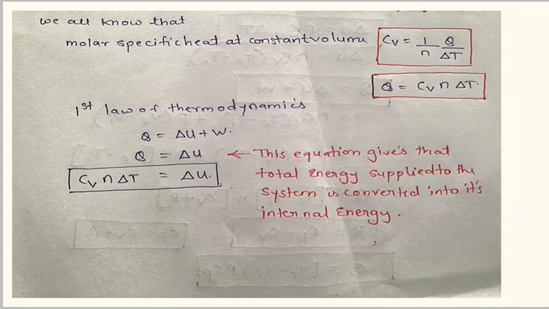So first law of thermodynamics will be Q is equal to delta U plus W. Q will be nothing but delta U. Delta U is equal to Cv n delta T. I have just substituted the Q value from molar specific heat at constant volume into delta U. So this equation gives that total energy supplied to the system is converted into internal energy. So in isochoric process, delta U, the internal energy, will depend upon the change in temperature, and work done will be 0.